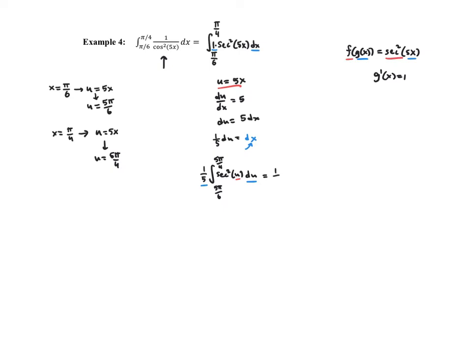Okay, so I'm going to integrate. That's going to be 1/5. Integral of secant squared is tangent of u, evaluated from 5 pi over 6 to 5 pi over 4. Okay, so we've got to remember some trig here. I'm going to pull 1/5 out. And I'm going to take tangent of 5 pi over 4 minus tangent of 5 pi over 6. So let's sketch some stuff out using the unit circle.